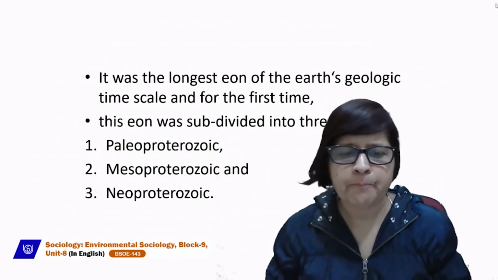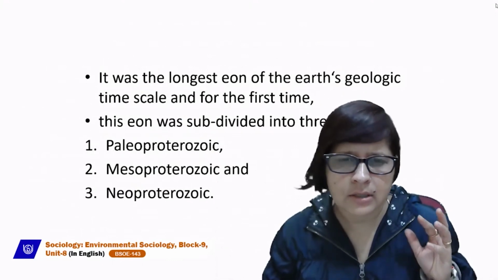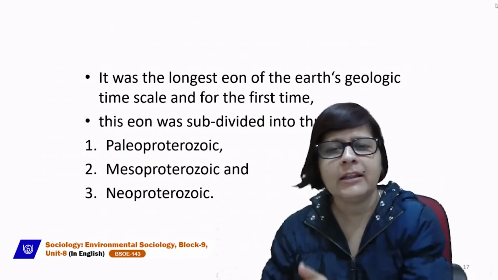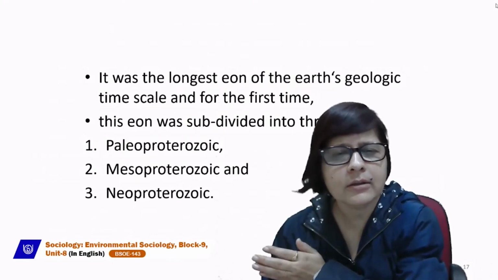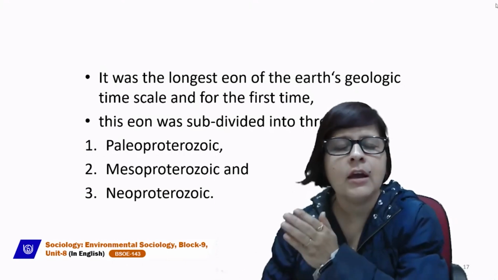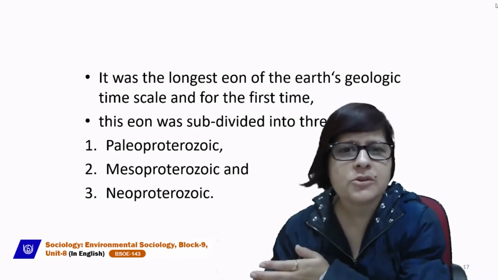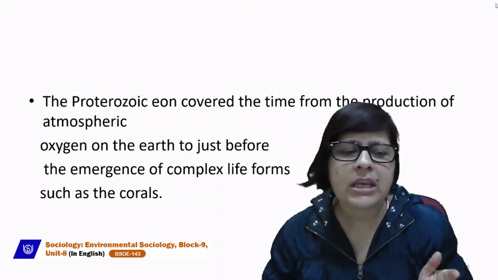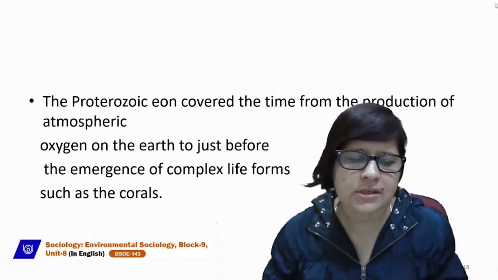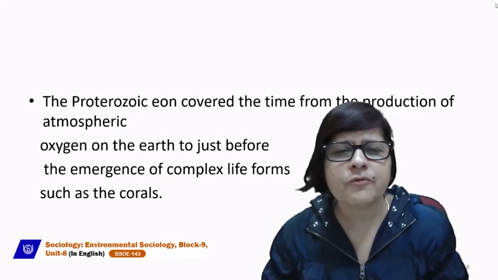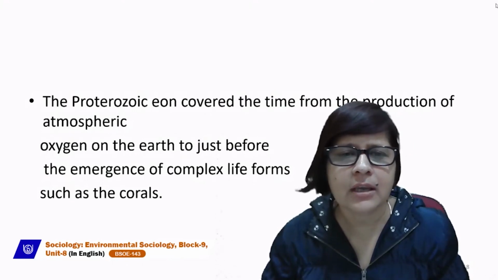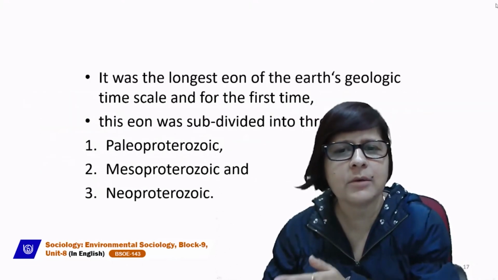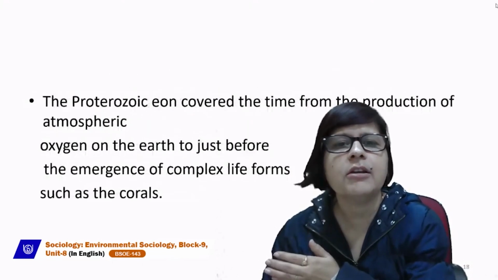Now this Proterozoic eon for the first time is divided into eras. There are three eras of the Proterozoic eon: the Paleoproterozoic era, Mesoproterozoic era, and the Neoproterozoic era. In the Proterozoic, oxygen was there, and the complex forms of life started existing on the Earth.